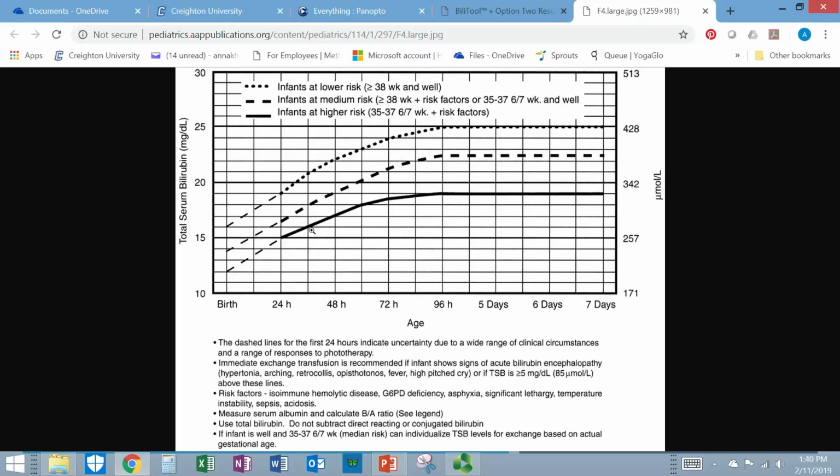So we are on this solid line for infants at high risk, but our baby is 40 weeks. So our exchange transfusion level for this baby is really not till 21. So we're still okay. If the baby was 35 or 36 weeks, we would maybe be thinking about it, or at least checking a bili every 4 hours like crazy and triple phototherapying that baby. But for our term baby, 40 weeks, we're okay because our level for exchange transfusion is way up here, 21. Okay, hopefully that makes sense.